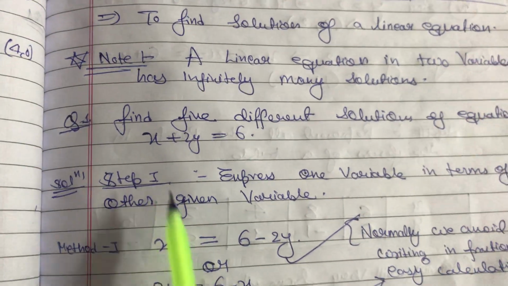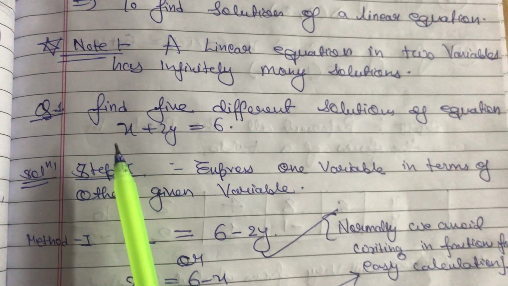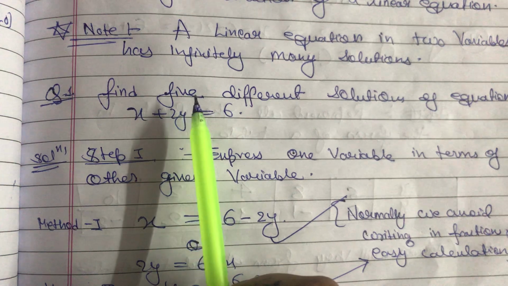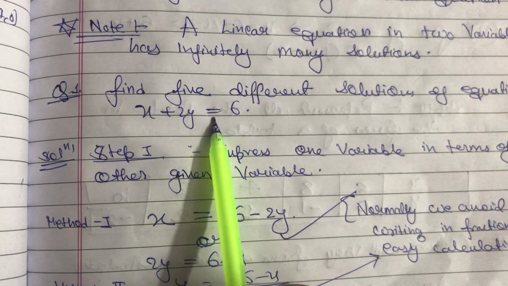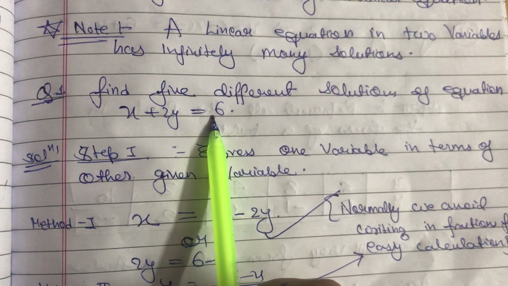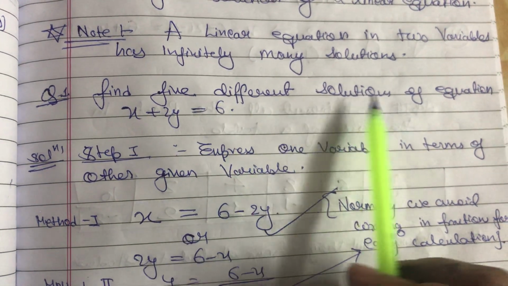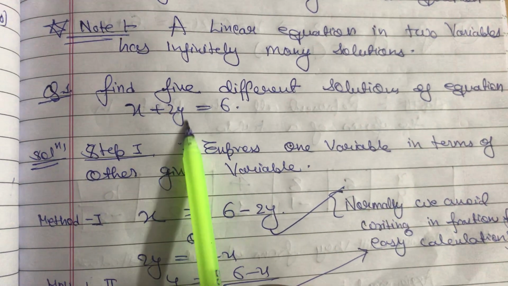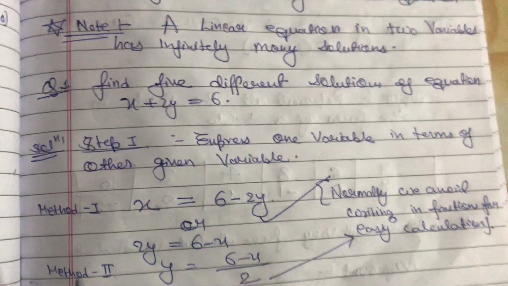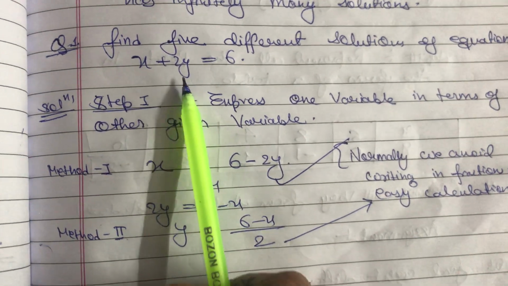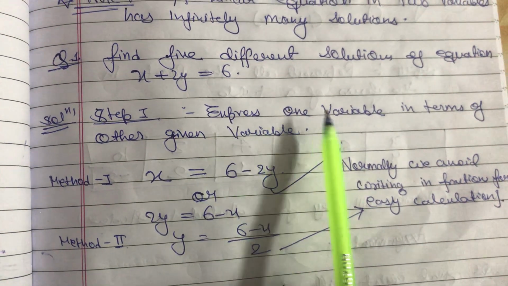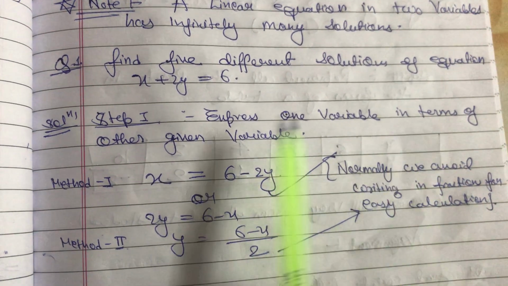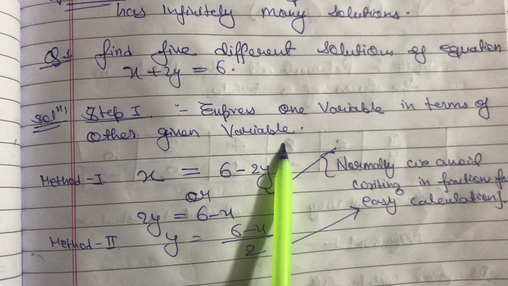Let's solve one question to clarify this concept. Find 5 different solution of equation x plus 2y equals to 6. This is my question. Now whenever you get question like that, step number 1 is that I have to express one variable in terms of the other given variable.